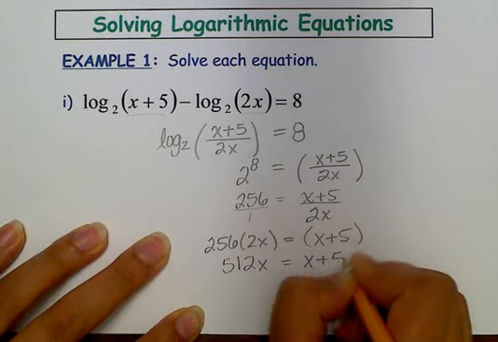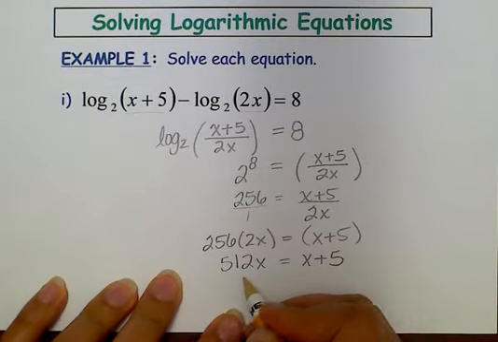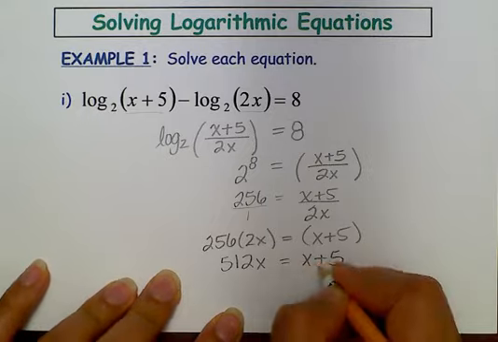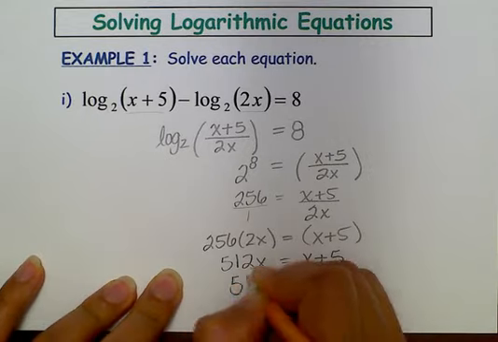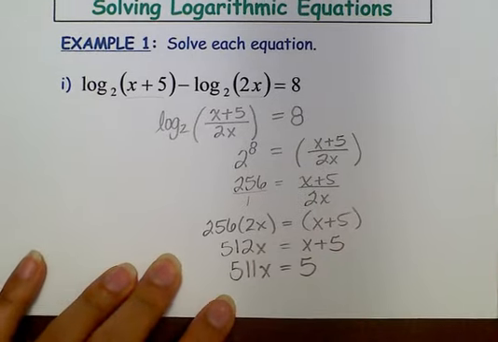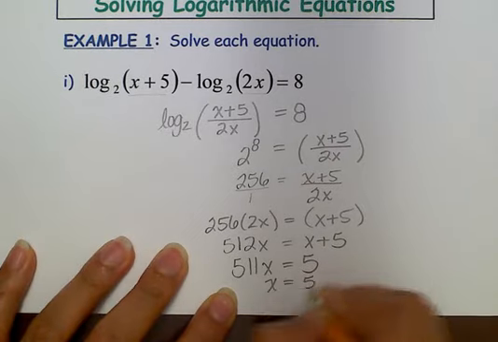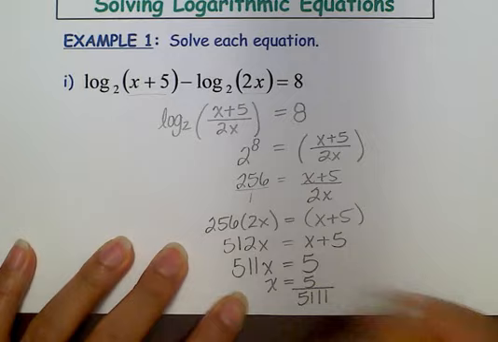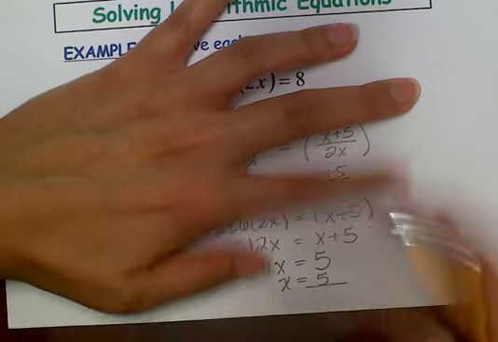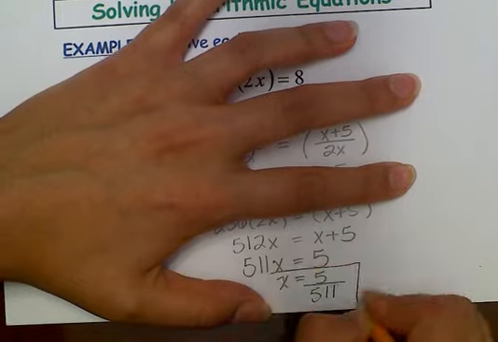And now I can rearrange this equation, bring over the x to the left-hand side by subtraction. And so I'll get 512 minus 1, which is 511x equals 5. And then if I divide both sides by 511, I get x equals 5 over 511. Got a little bit carried away with the ones. So 511, there we go. And there's your value of x.